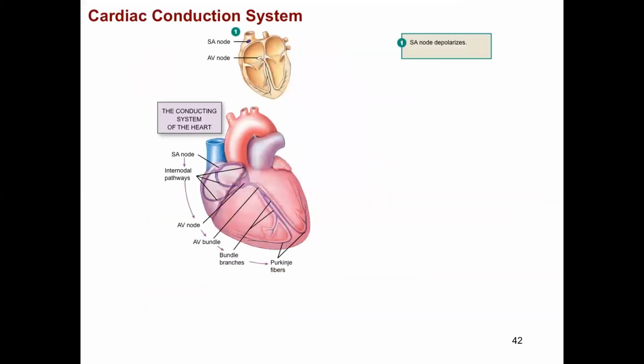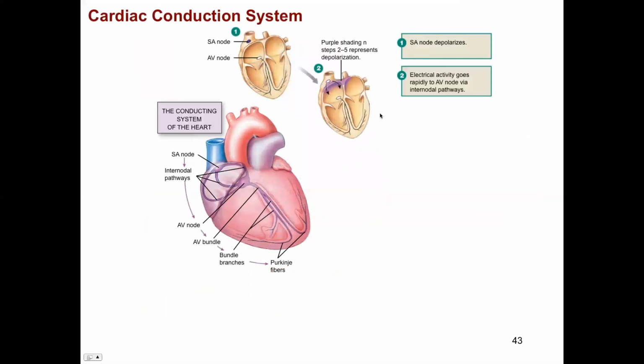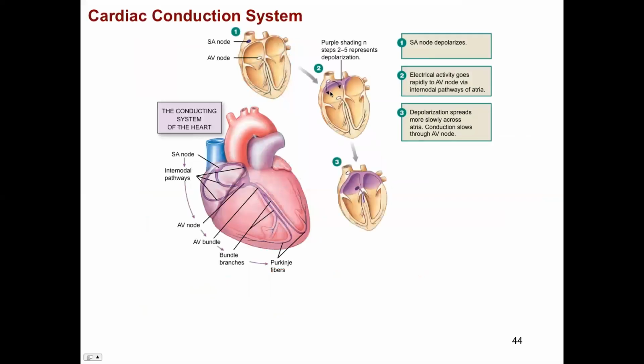So now the cardiac conduction system, let's go over that. SA node depolarizes, all right? And I like the color coding here so you can sort of see that wave of electricity spreading over the atria. Now this is going to go towards the AV node as well, okay? And we have these little pathways that help guide that there.